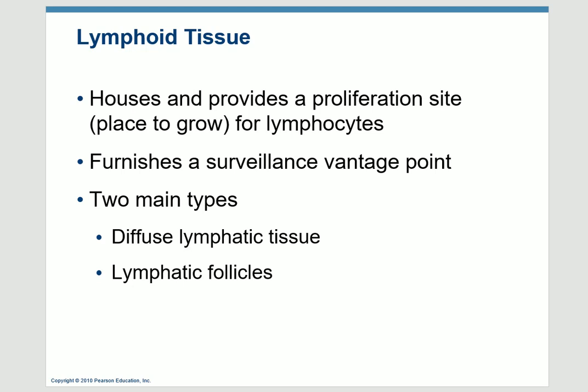There are two different kinds of lymphoid tissue. We have diffuse lymphatic tissue, where lymphocytes are scattered rather than clustered. And we have lymphatic follicles. You'll also hear lymphatic follicles referred to as lymphatic nodules, where lymphocytes and macrophages congregate in really dense masses. So diffuse lymphatic tissue is scattered, dispersed, rather than clustered, and lymphatic follicles are clustered, congregating in dense masses.